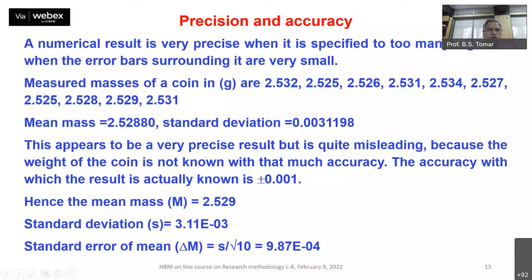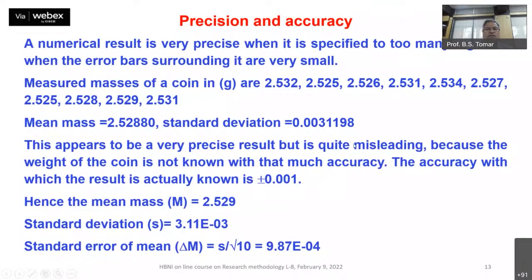So this data appears to be too precise. You see, up to the 6th decimal point you are telling. So that means it is micrograms. 2 grams, the 6th decimal will be micrograms. But the balance that you are weighing with may be weighing only up to 1 milligram. Most of the digital balances, maximum 0.1 milligram, and then that 0.1 milligram value will be fluctuating.